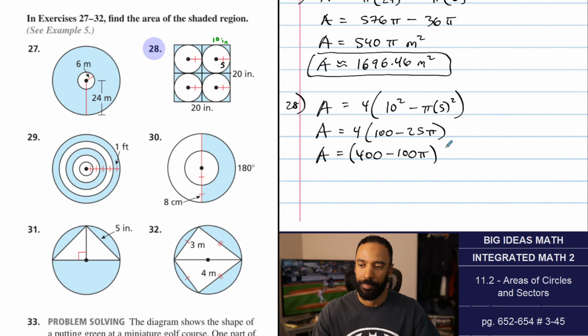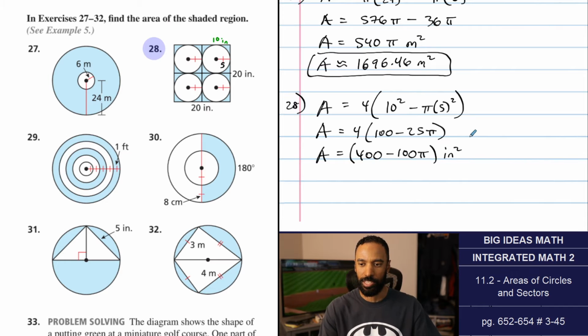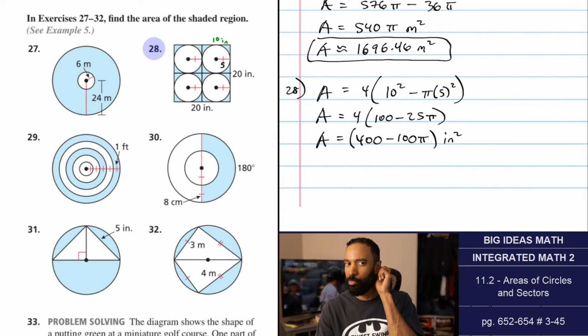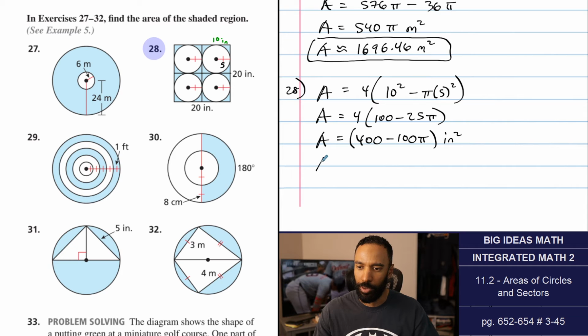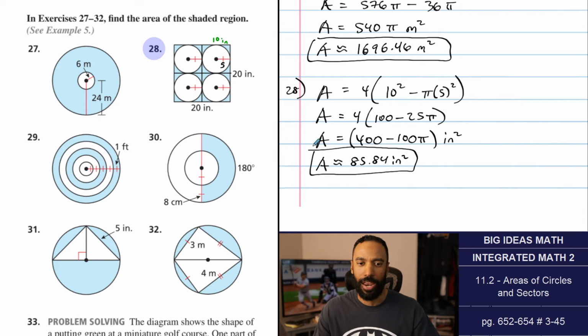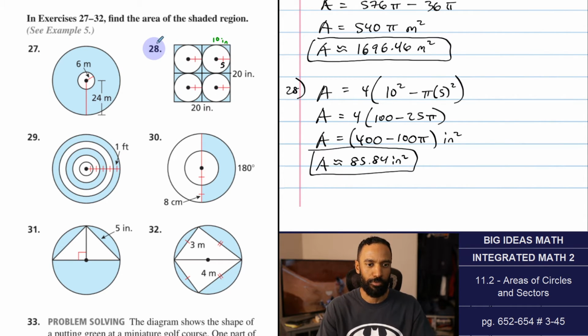Outside of that, that's the exact answer. All that's left to do is use the calculator. So 400 minus 100 pi is 85.84 square inches about. So again, I found the area of one of the small guys with the blue stuff around it, then quadrupled it because there are 4 of those.